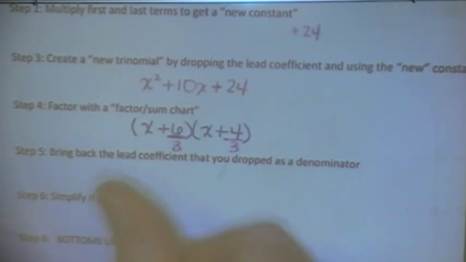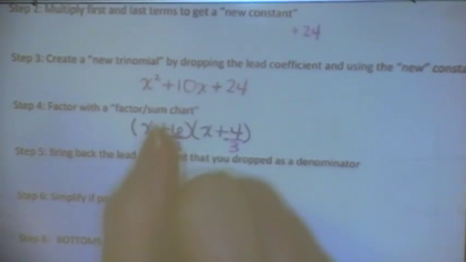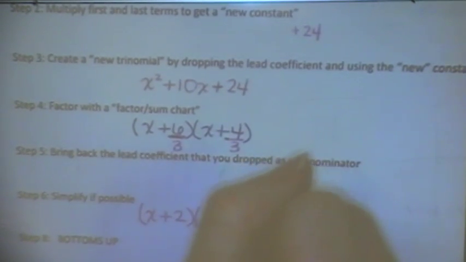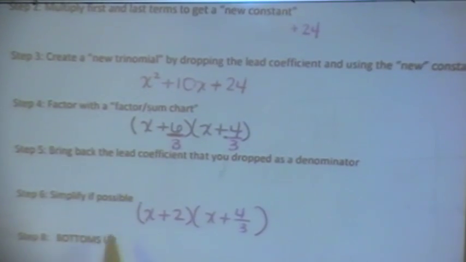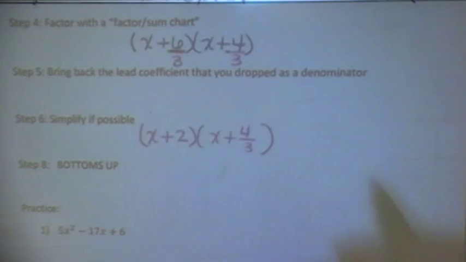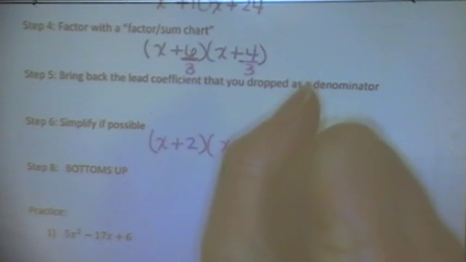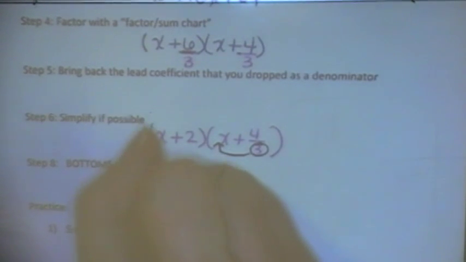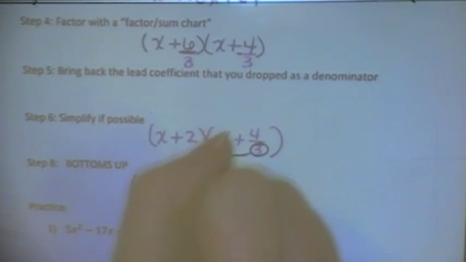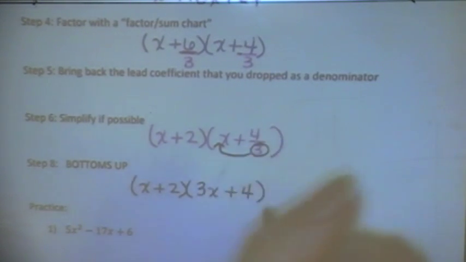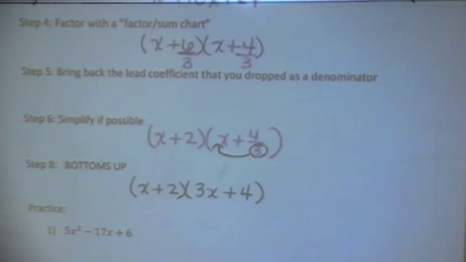Step 6 says simplify if possible. Well, that first fraction, x plus 6 over 3, simplifies to x plus 2. The second one doesn't simplify. But step 8 says bottoms up. That's how this gets its name. The bottom of the fraction is going to move up and be a coefficient. So I end up with x plus 2, 3x plus 4. And that's it.